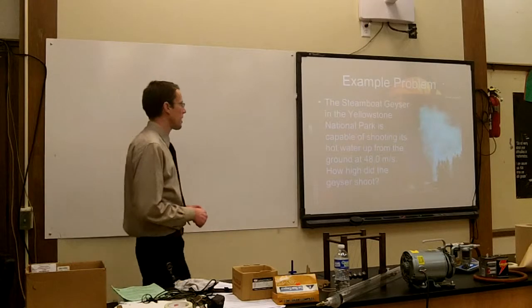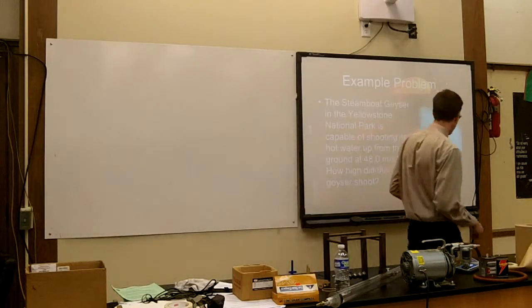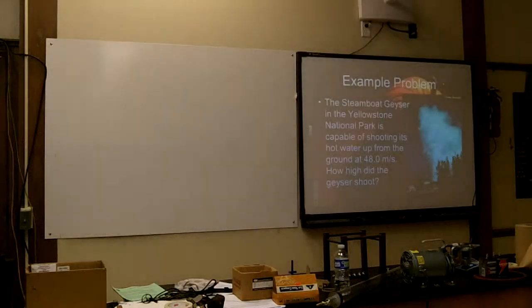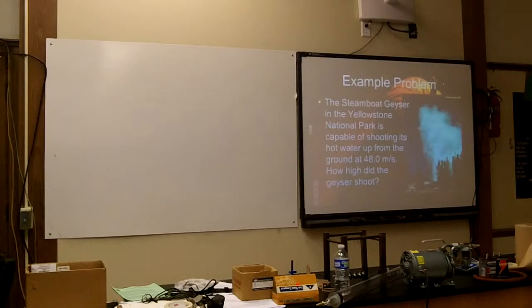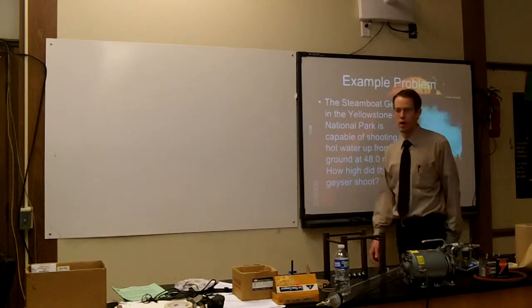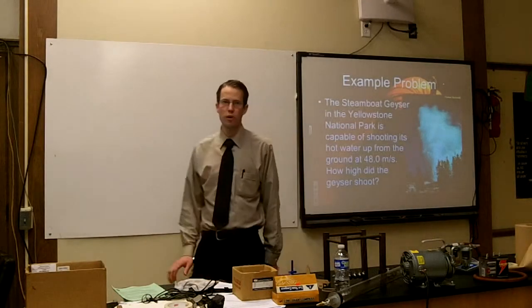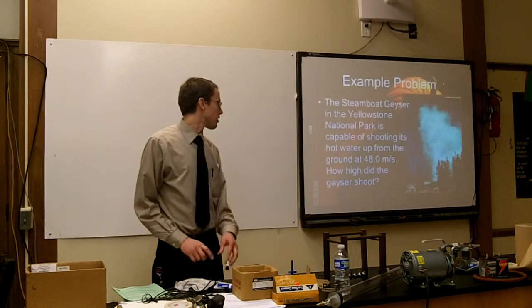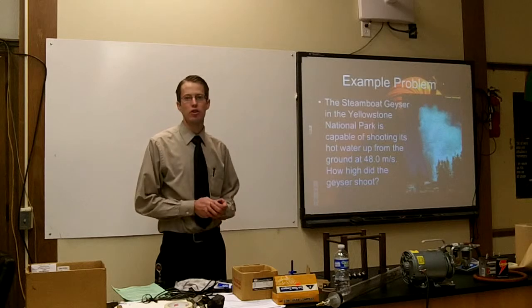It's more straight mathematics. So we've got the Steamboat Geyser in Yellowstone Park. It's capable of shooting from the ground at 48 meters per second. How high did the water shoot? 48 meters per second is like 120 miles per hour. It's pretty fast. So the question is, how high did the geyser shoot?